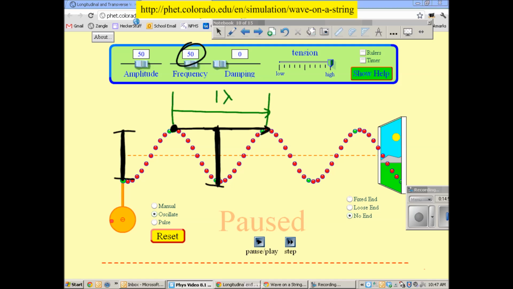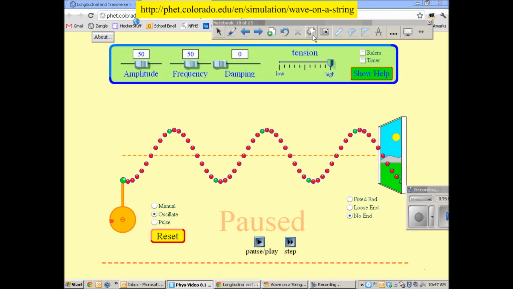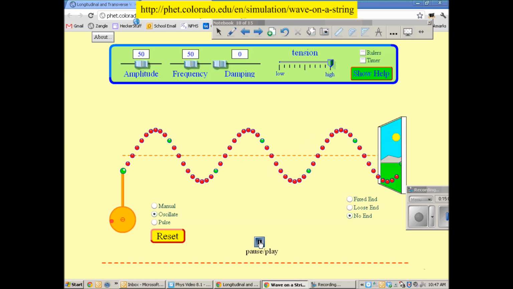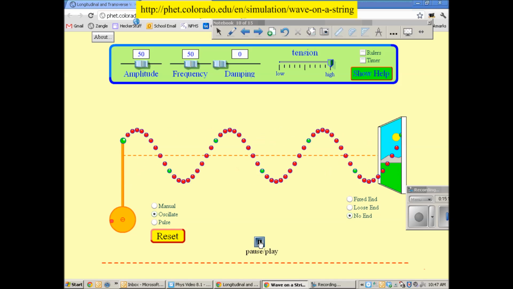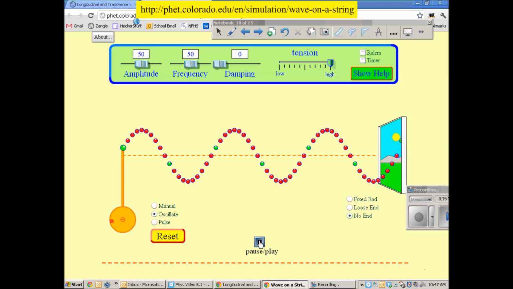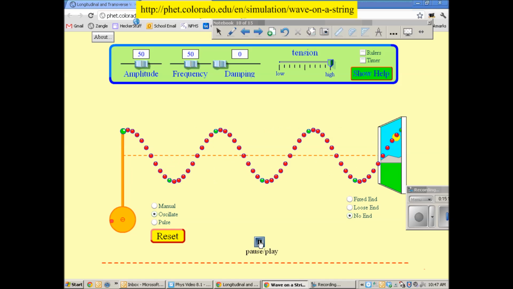So let me clear this board up a little bit. All right, I'm going to unpause it and show you how changing things affects the look of the wave, I guess. So first thing I'm going to do is show you when you change the amplitude, all that does is change sort of how much the particles vibrate, but it doesn't affect anything else.